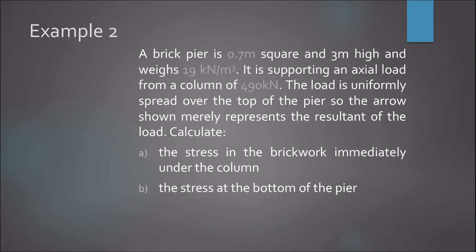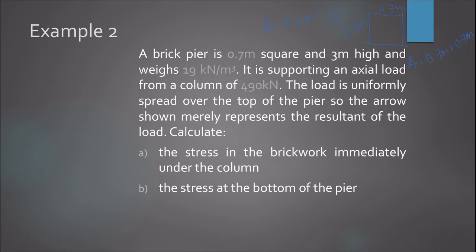And then we look at example number 2. A brick pier is 0.7 meter square, which means when it says 0.7 meter square, it does not mean the area is 0.7 meter square. It means the area here is 0.7 meter, and here is 0.7 meter. So area A equals 0.7 meter times 0.7 meter. That's what it means.